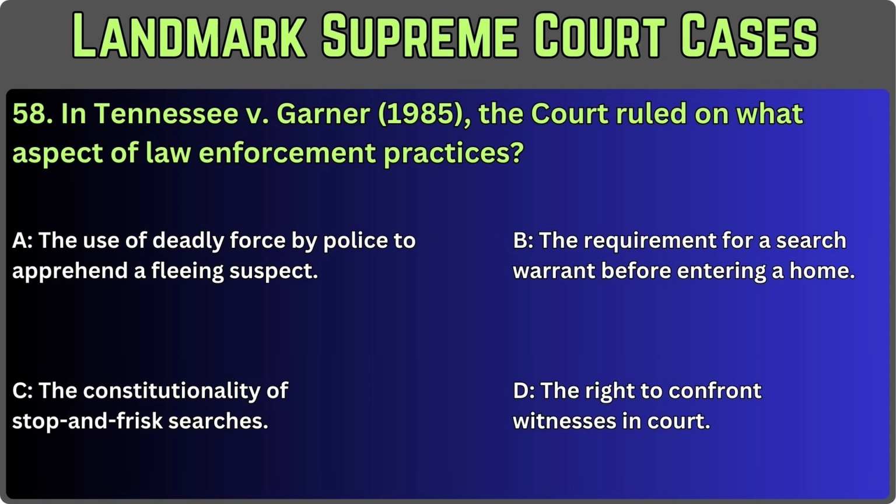58. In Tennessee v. Garner, 1985, the court ruled on what aspect of law enforcement practices? A. The use of deadly force by police to apprehend a fleeing suspect. B. The requirement for a search warrant before entering a home. C. The constitutionality of stop-and-frisk searches. D. The right to confront witnesses in court.